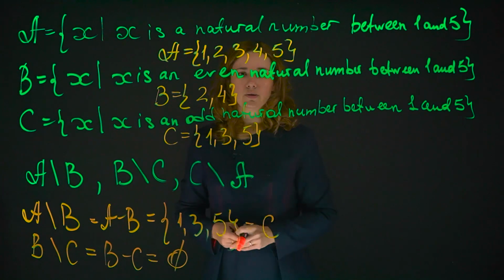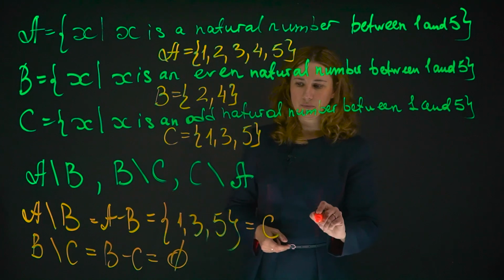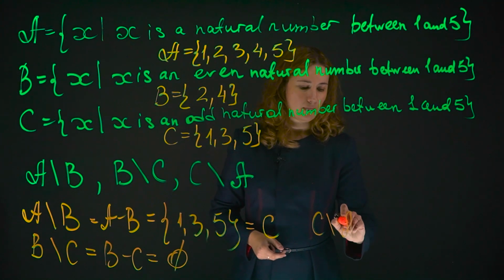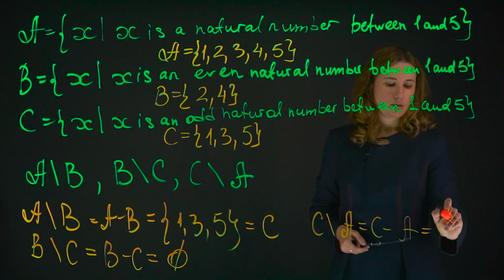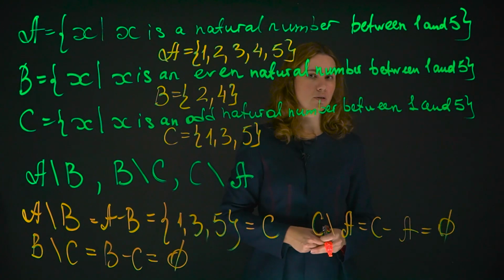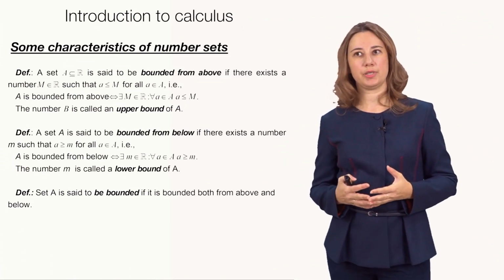And the final operation, C minus A. C minus A, of course, gives us the empty set as well. Now let's talk about some characteristics of number sets.